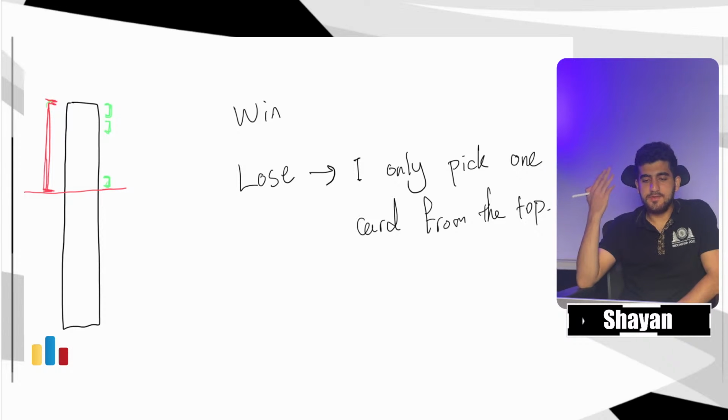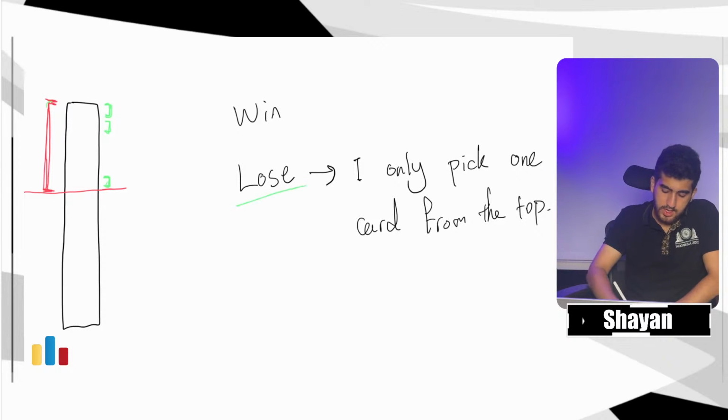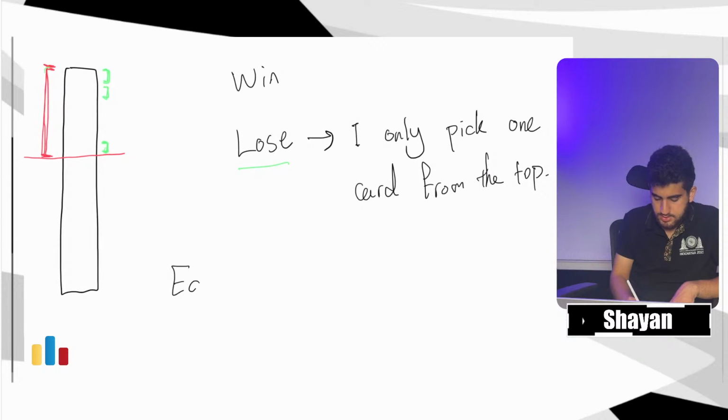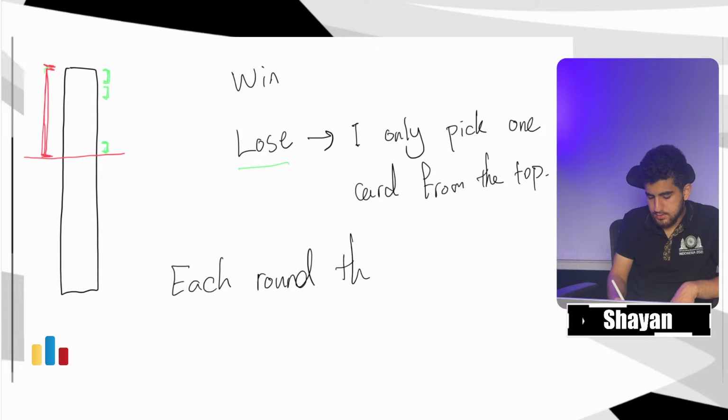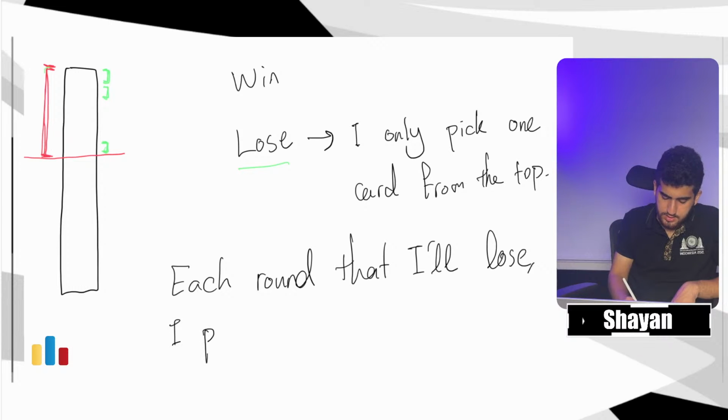So the point is that if I'm going to lose, I can say that I will just pick one card from the top each round. So each round that I lose, I pick only one card from the top.